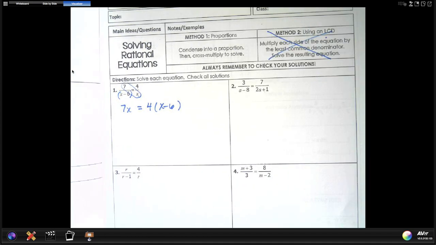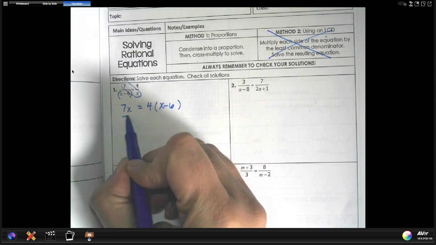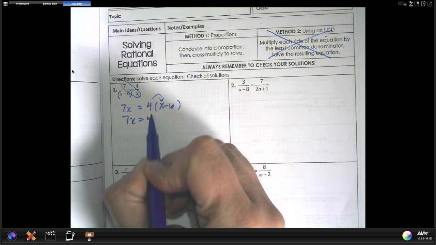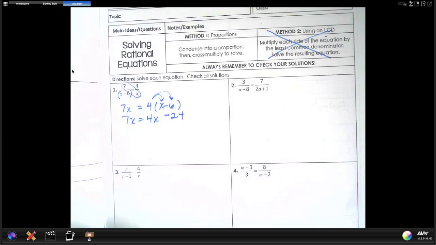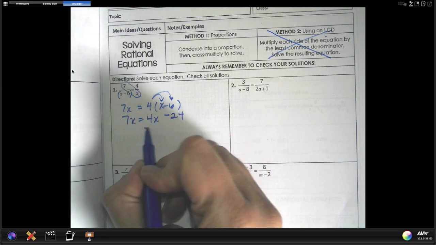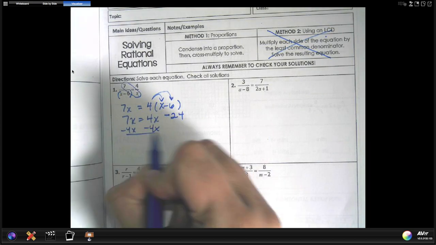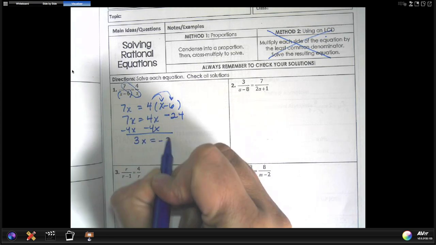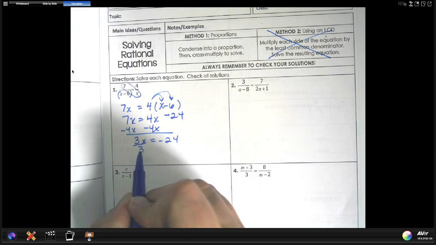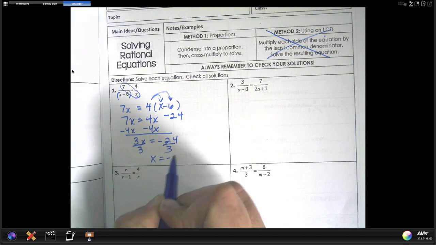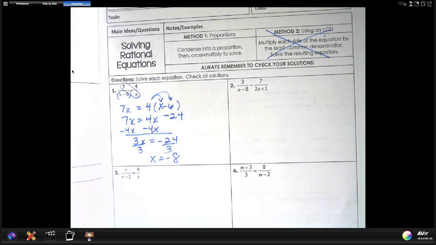And so now we solve it like a regular equation. 4 times x is 4x. 4 times negative 6 is negative 24. And now we're going to subtract 4x from both sides. 3x equals negative 24. Divide both sides by 3. x equals negative 8.